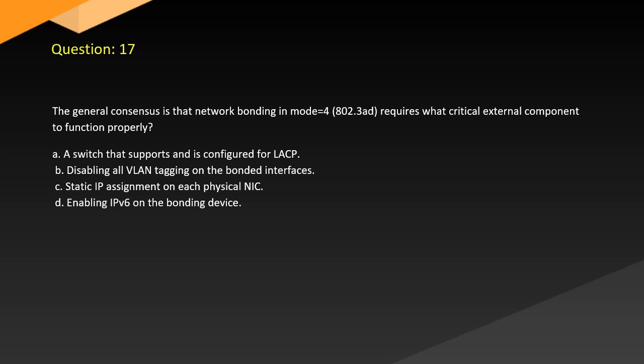Question 17. The general consensus is that network bonding in mode=4, 802.3ad, requires what critical external component to function properly? A. A switch that supports and is configured for LACP. B. Disabling all VLAN tagging on the bonded interfaces. C. Static IP assignment on each physical NIC. D. Enabling STP on the bonding device.